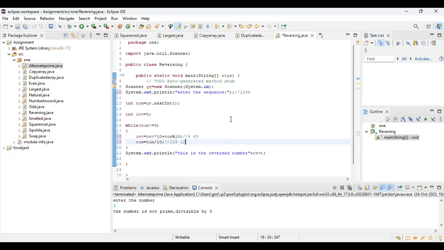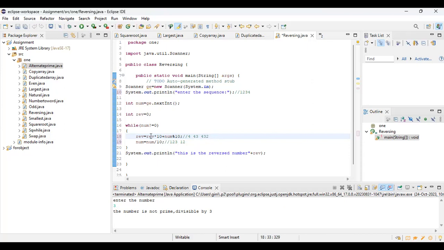The reversed value is equal to 43. Now again, 43 into 10 is 430, plus the num value modulo 10. The num value is 12 here. So num divided by 10 actually gives the quotient as 1, but the remainder will be 2. Therefore, I'll be getting 432 as the value here.